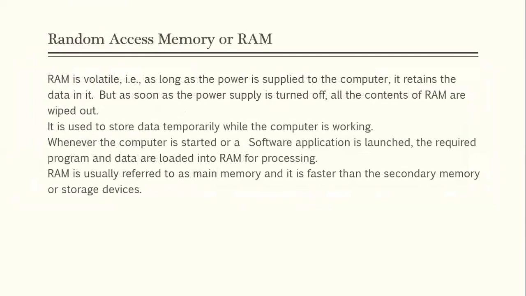In RAM, the full form is random access memory. It is a volatile memory. That means that as long as the computer is on, the data will remain in the RAM. As soon as we switch it off, it's going to be erased. So it is called volatile or temporary memory. RAM is also referred to as main memory, as it is faster than the secondary memory. Whenever the computer starts, software applications are launched in RAM for processing.